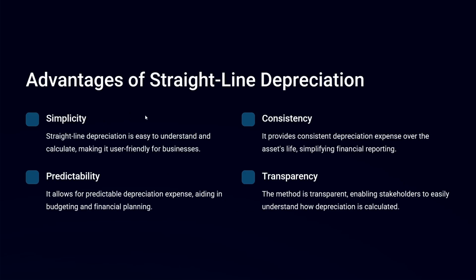We have many advantages for the straight-line depreciation method, which is very simple to calculate, easy to understand, and even easy to set up in the system. Predictability allows for predictable depreciation expenses, aiding in budgeting and financial planning. Consistency means it provides consistent depreciation over the period of time for the asset. More transparency enables stakeholders to easily understand how depreciation is calculated.